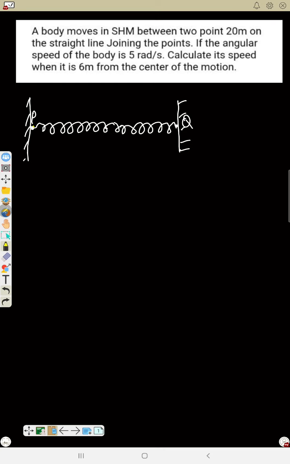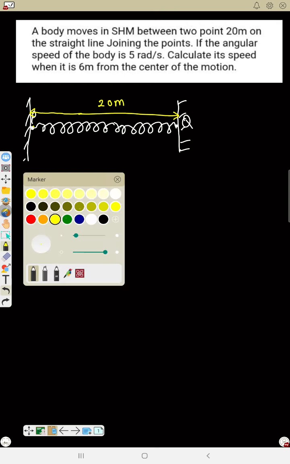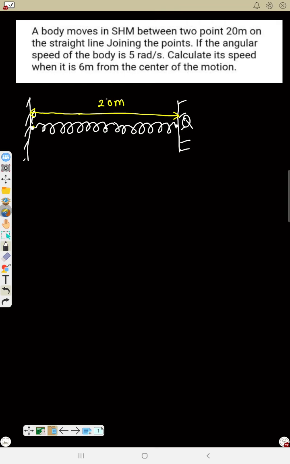So now let's say this is a straight line joining the points. That means the distance between the 2 points is 20 meters. Now let's assume this is my equilibrium position. Equilibrium position means the middle point. That means from here to here will be 10 meters, and likewise from here to here will be 10 meters.